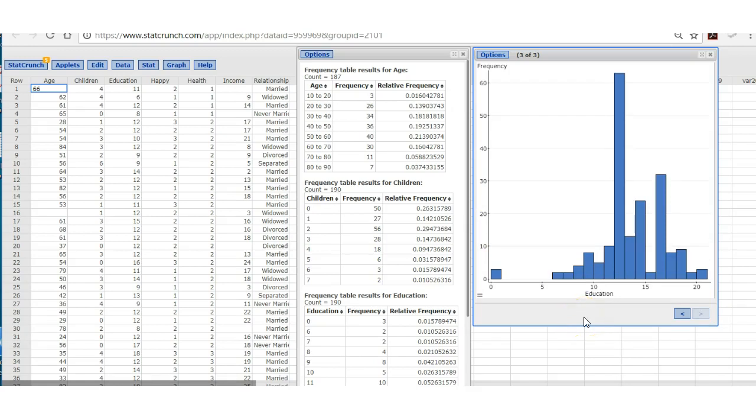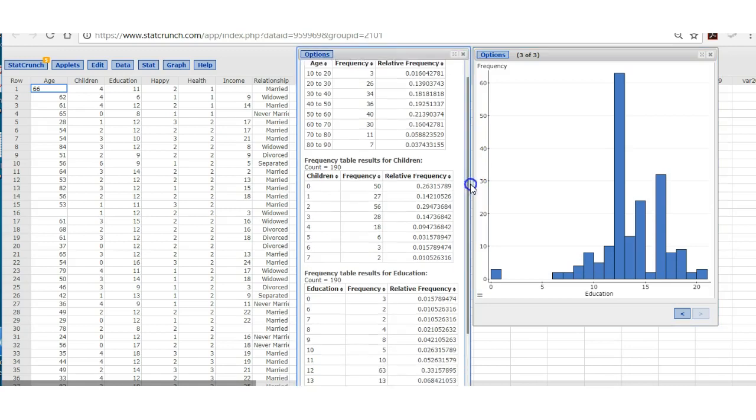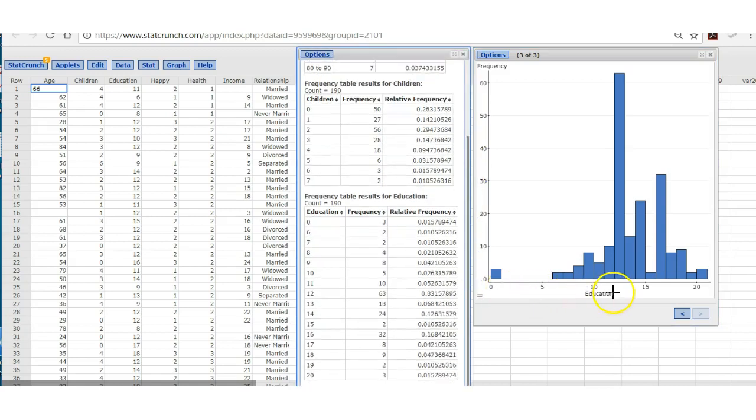The other one we can look at is the education histogram. And for this one, we have a class width of 1. So this actually shows us all the different responses to the years of education. Now the nice thing about doing a histogram for this one is that it actually shows us where these classes were that had 0 responses. So it actually shows us that there's a gap between the 0 and the 6.